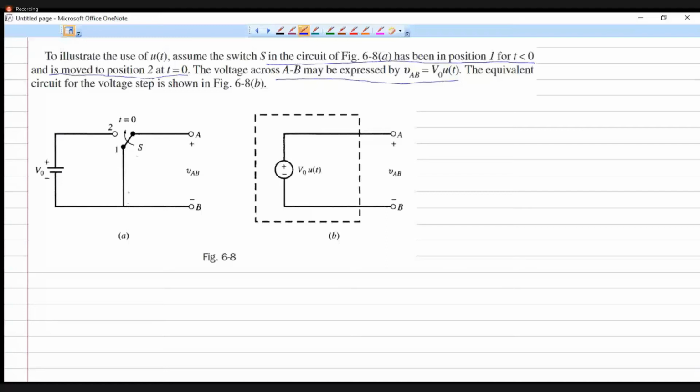Up to t less than 0, nothing is happening because it is like a short circuit. So no voltage is coming across the terminal AB. That is, VAB is equal to 0. Now as soon as we throw the switch to position number 2, the voltage comes. So how can we model this system? We can model it by replacing this network. Now there is no switch, so it reduces the complexity of the network. We can simply draw a voltage source having a voltage V naught into U of t, where U of t is called the unit step function, right? So this could be modeled like this.